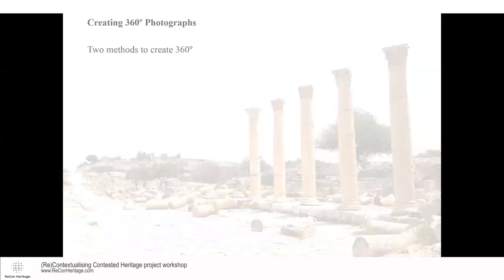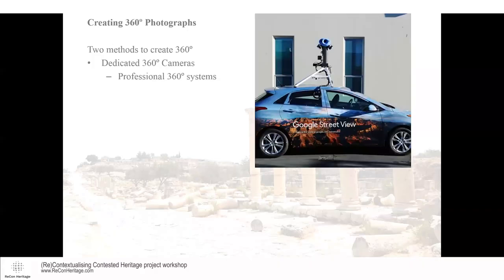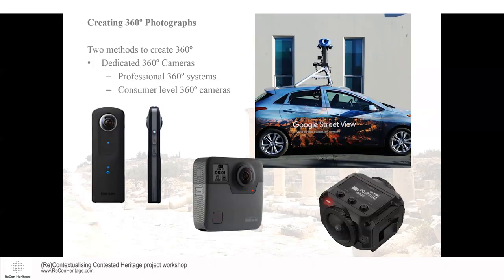So there are two main methods of creating 360 photography. You can buy dedicated 360-degree cameras. These come as professional systems such as Google Street View, which are obviously very expensive, highly integrated, very quick to capture the 360 photographs. But there are also consumer level 360 cameras. The one on the left is the Ricoh Theta S. We've got GoPro's offering in the middle and Garmin's on the right hand side, although there are many other offerings as well.